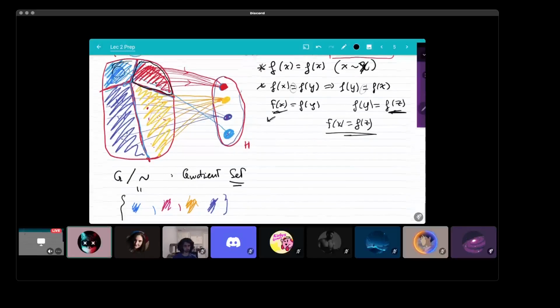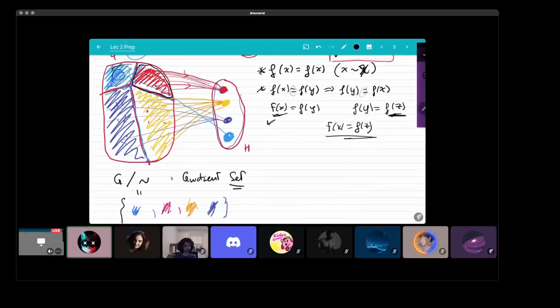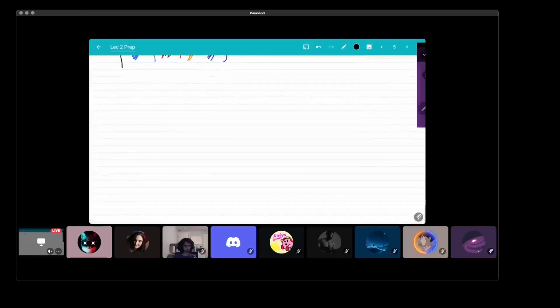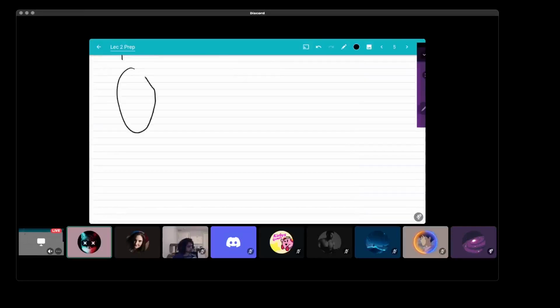An important example of equivalence relation on a set is: we take a group G and a subgroup H. H subgroup of G. We'll define the following equivalence relation on G. X is equivalent to Y if Y minus 1 X is in H.